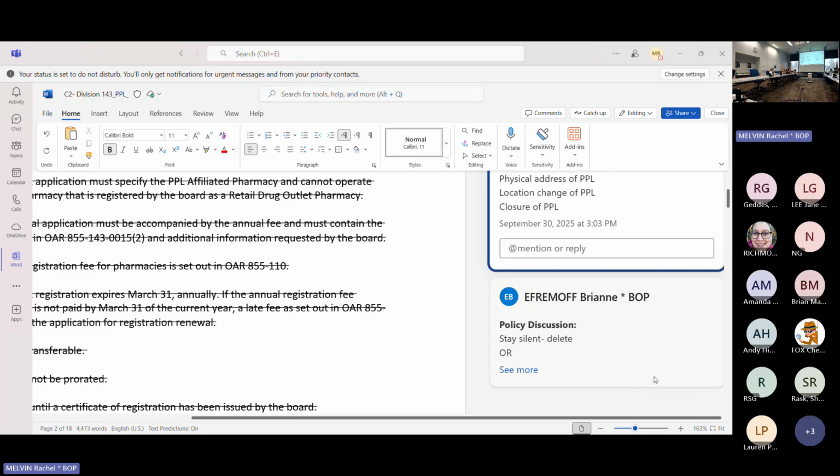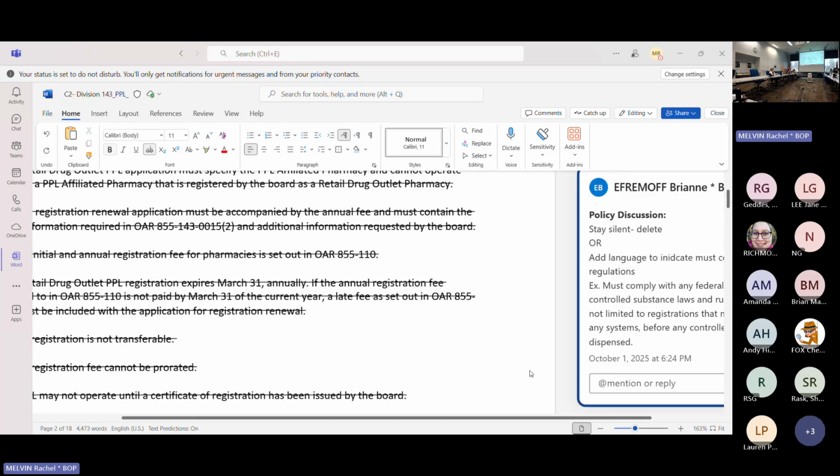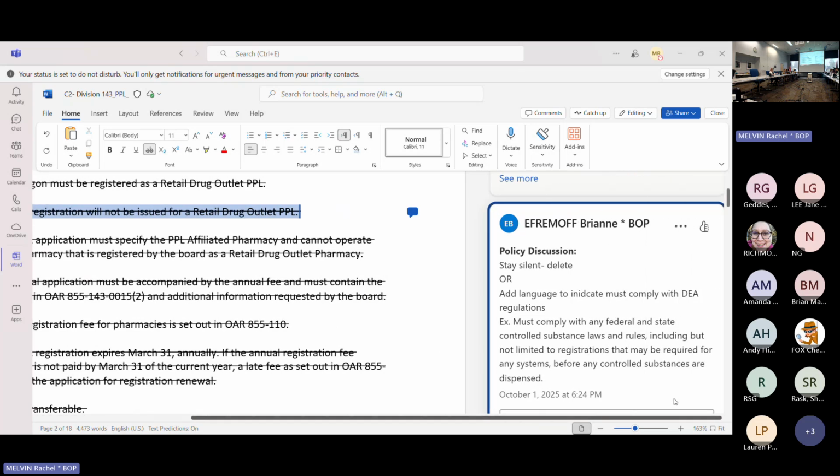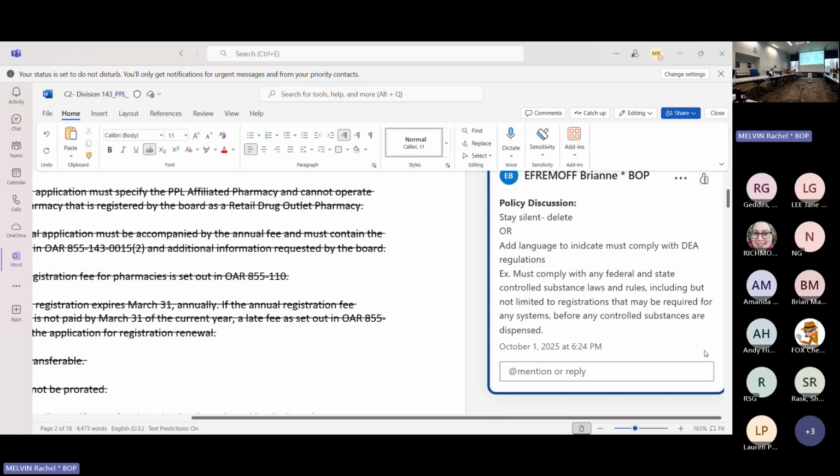This is related to section 2, controlled substances. Does the board want to stay silent on whether a controlled substance may be stored in a PPL? Or would the board like to add language to indicate it must comply with DEA regulations? For example, some states have used language such as must comply with federal and state controlled substance laws and rules, including but not limited to registrations that may be required for any systems before any controlled substances are dispensed. The second option would give the board flexibility.